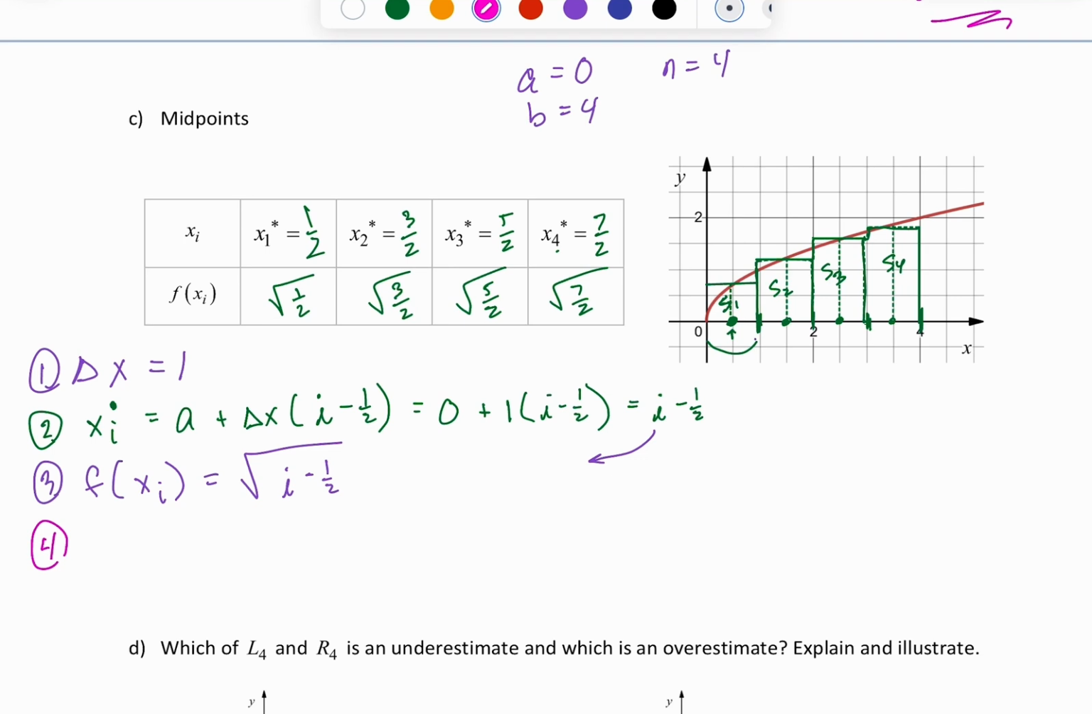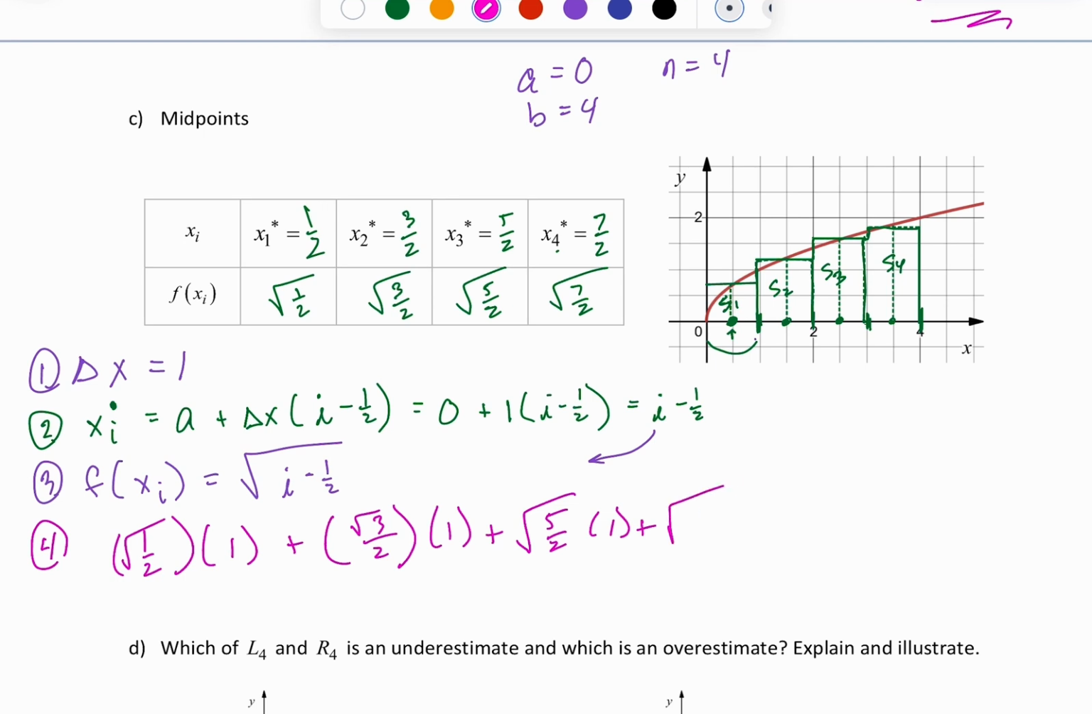The first rectangle is height of square root of 1/2 times the base of 1. The second rectangle has a height of radical 3/2 and the base of 1. The third rectangle has the height of square root of 5/2 and a base of 1. And the fourth rectangle has a height of square root of 7/2 and a base of 1. When I add those together, I get a lot of square roots. Oops, this is a square root that goes over 2 also. In fact, all my numerators are square roots.